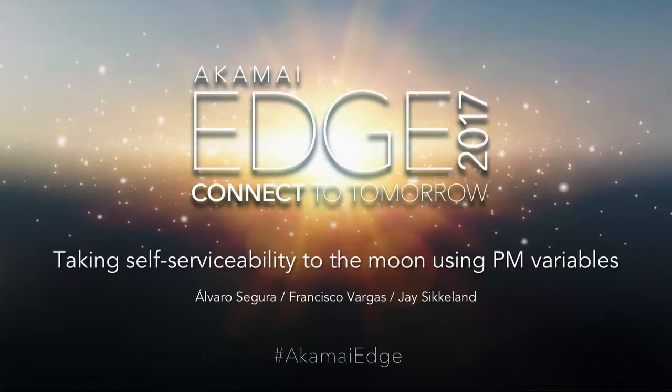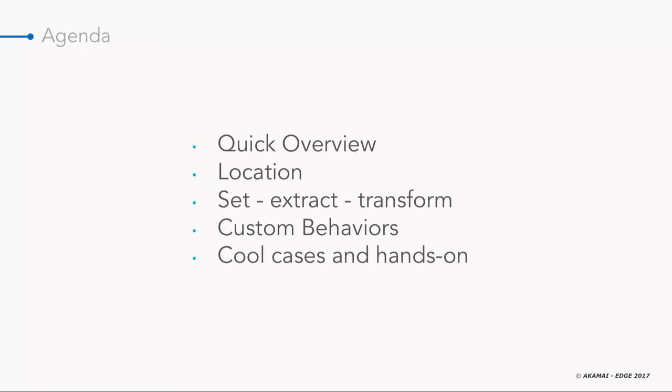Yep. All right, so this is the agenda for today's presentation. We're going to start with a quick overview. Then we're going to talk a little bit about where we can use these property manager variables. After that, we're going to talk about how to set, extract, and transform the values of these variables. We're going to also talk about a feature which is called custom behaviors. And finally, we're going to go over a couple of use cases and some hands-on there.